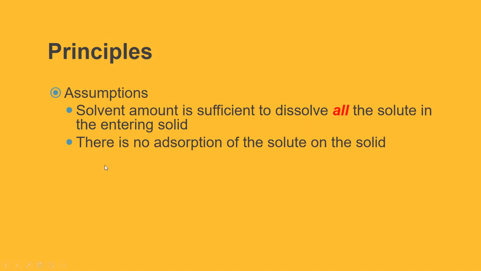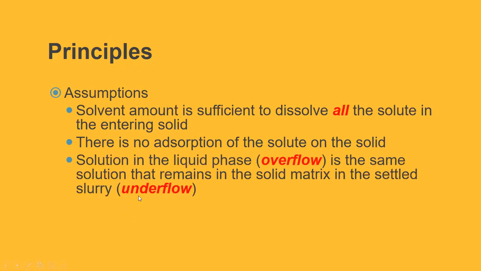Now, this one is very important also. There should be no adsorption of the solute on the solid. Meaning your solute, initially present inside your solid, intermixed in the form of a matrix with your inert solid B, or inert insoluble solid B, will never adsorb or remain on the surface of your solid. The solution in the liquid phase is the same solution that remains in the solid matrix. We know already how they are made.